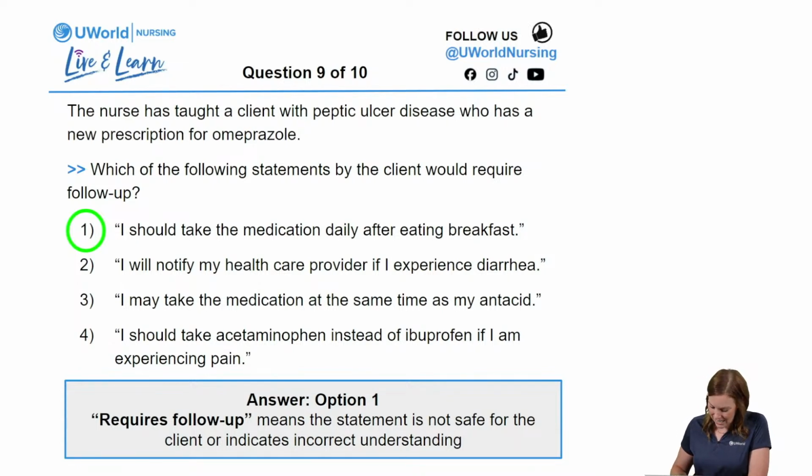Good job, you guys. Again, this is tricky. When we say require follow-up, the correct answer is going to be the incorrect statement. So that's maybe a helpful tip to take with you when you take your NCLEX: always read that question carefully and reread it if it trips you up a little bit. And then just take a good true-false approach to it.